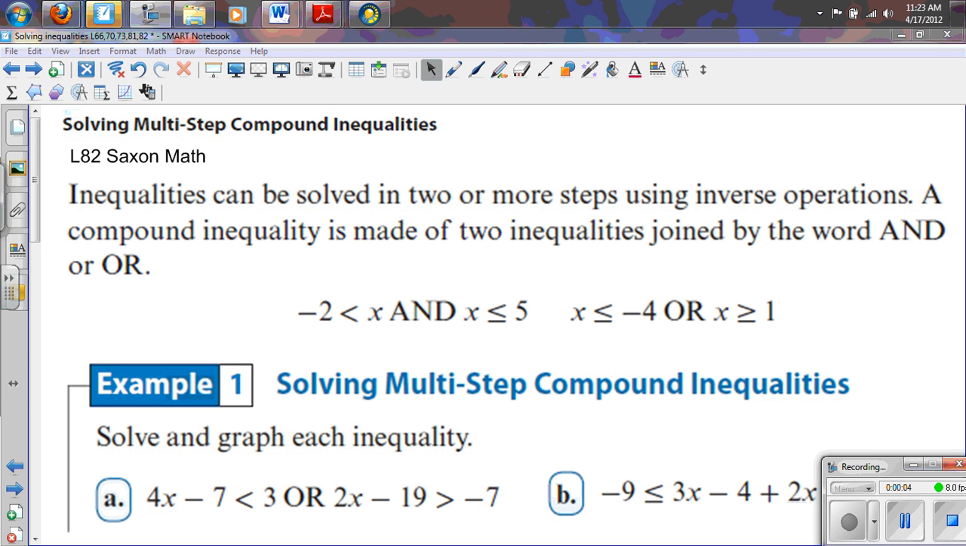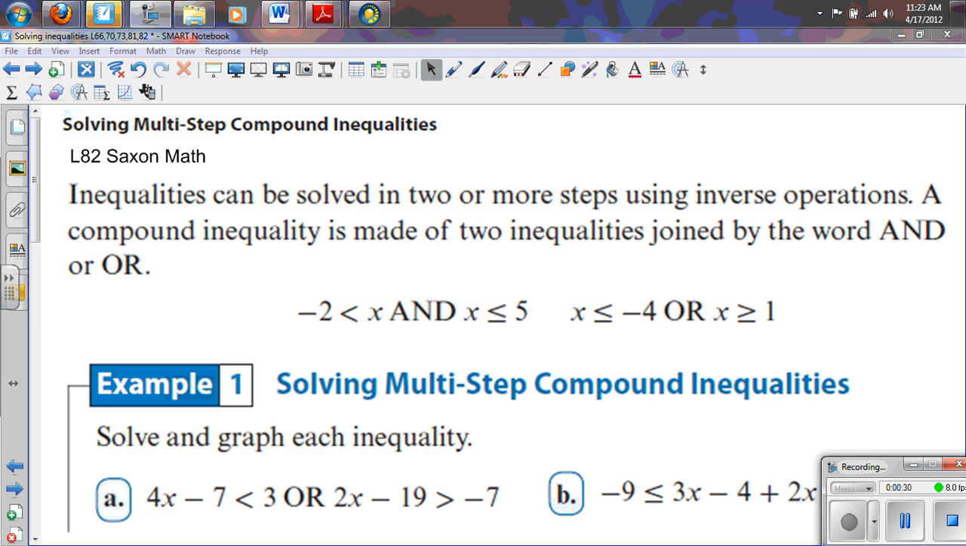Solving multi-step compound inequalities. Inequalities can be solved in 2 or more steps using inverse operations. Inverse operations meaning solving just like we solve equations with an equal sign in them: adding where we subtract, subtracting where we add, multiplying, dividing. Just a reminder, make sure that when you multiply or divide by a negative number, you change the inequality.